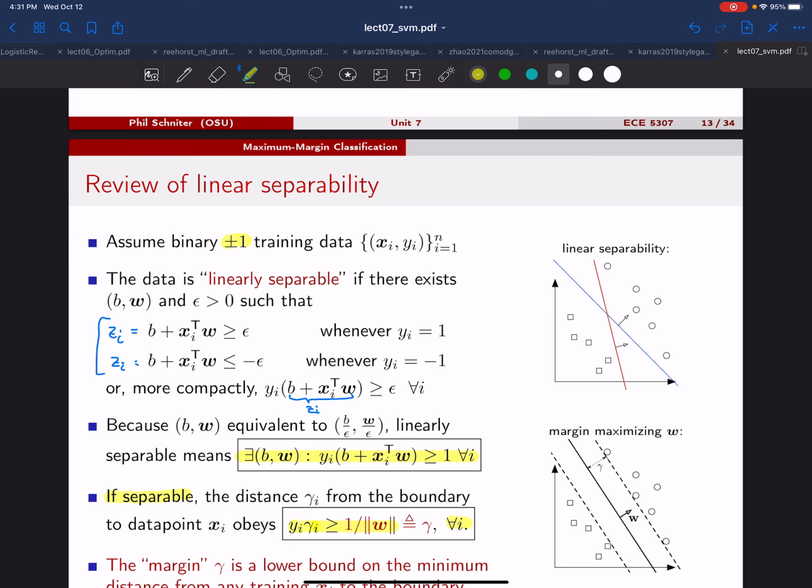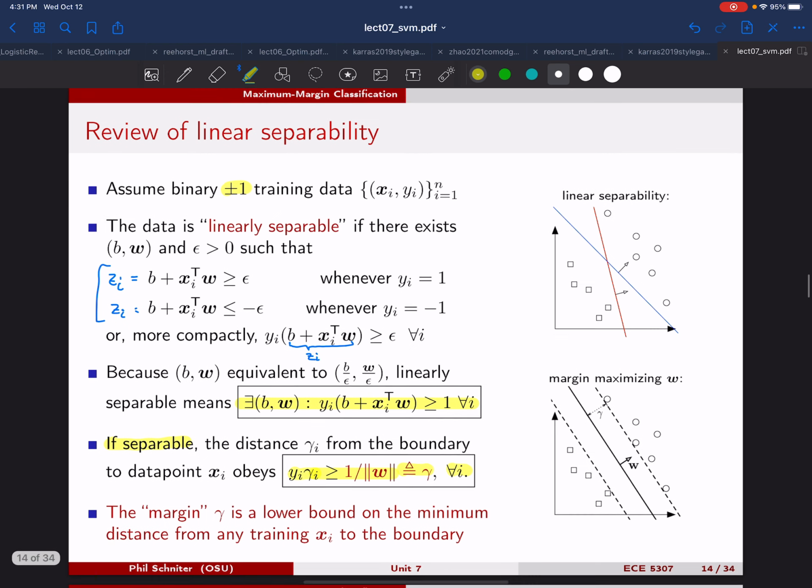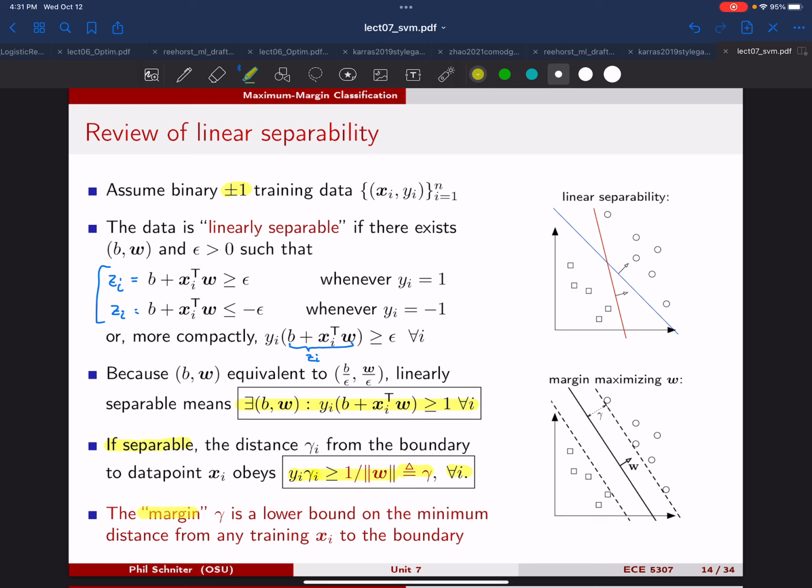We're going to give this 1 over the norm of w a name. We're going to call it gamma, and we're going to call it the margin. And so this is finally the way of understanding this expression. The margin is basically a lower bound on the minimum distance from any training point to the boundary. So let's look at the picture here on the right. When you look at all these different points from either class, you can see that there's a certain minimum distance, here's that gamma, where there's no point that's closer to the boundary than gamma, right? They're all pushed apart a certain amount.